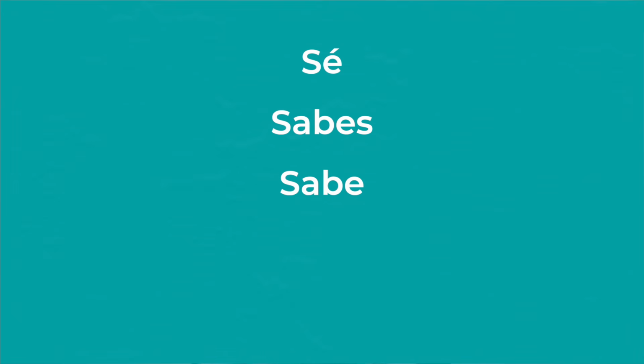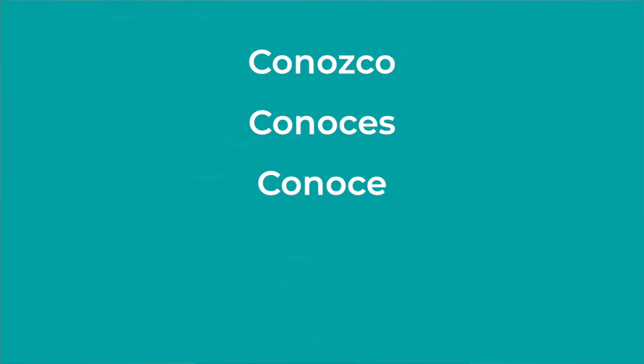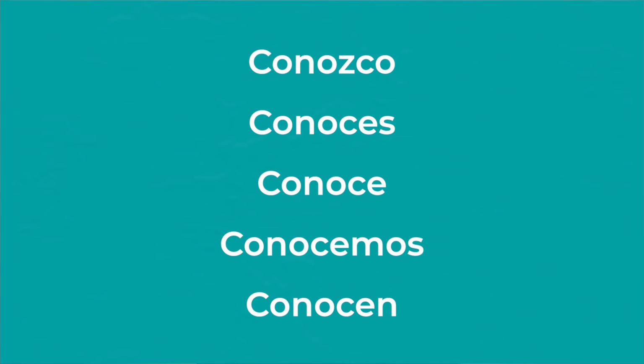what are the conjugations for saber y conocer? Both of these two verbs are quite irregular, and starting with saber, we have yo sé, I know. Tú sabes, you know. Él o ella sabe, he or she knows. Nosotros sabemos, we know. Ellos saben, they know. For conocer, yo conozco, I am familiar with. Tú conoces, you are familiar with. Él o ella conoce, he or she is familiar with. Nosotros conocemos, we are familiar with. Ellos conocen, they are familiar with.